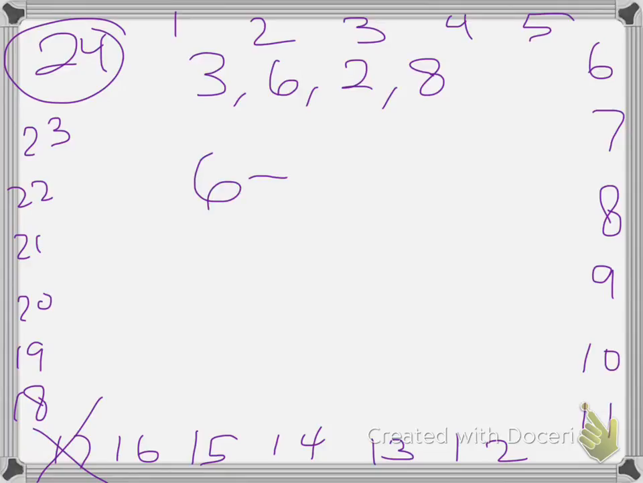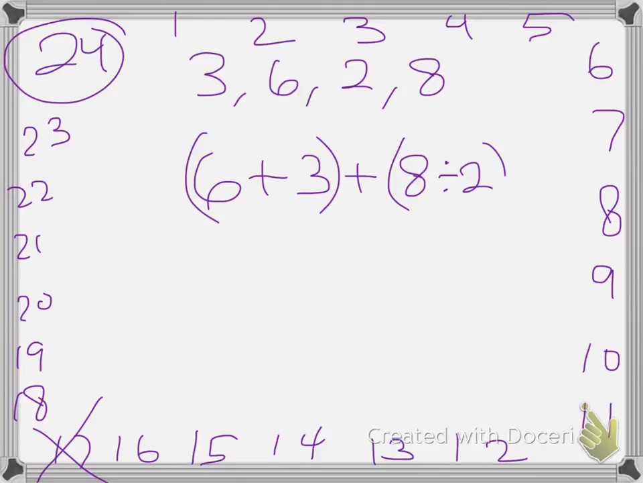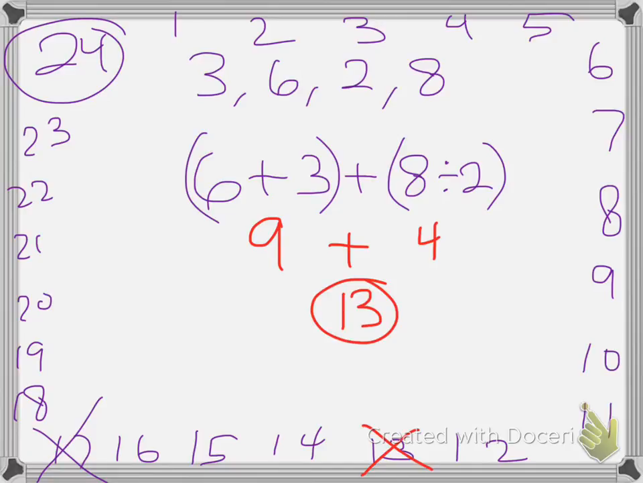6 plus 3 plus 8 divided by 2. And let's do this. Let's put parentheses there just so we're sure. So 6 plus 3 is 9. 8 divided by 2 is 4. 9 plus 4 is 13. Done. 22 more to go. You get them, you get the candy bar.